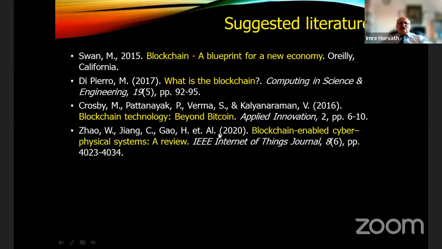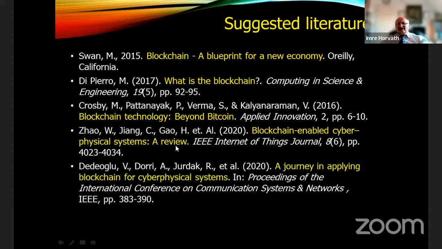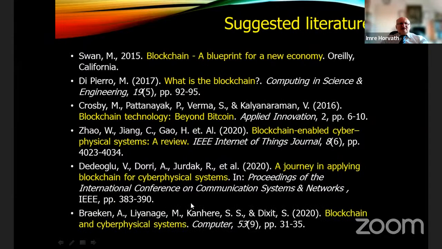Zaro and his co-authors wrote a paper on blockchain-enabled cyber-physical systems, and they reviewed the recent developments. Deveroglu and the co-authors wrote a conference paper with the title Journey in Applying Blockchain in Cyber-Physical Systems. And the last one is a paper by a co-author, Blockchain and Cyber-Physical Systems.